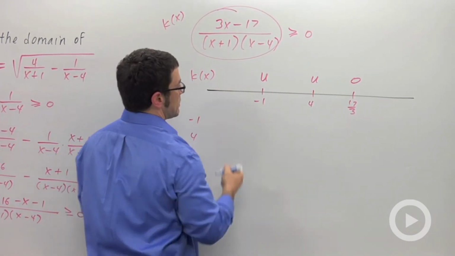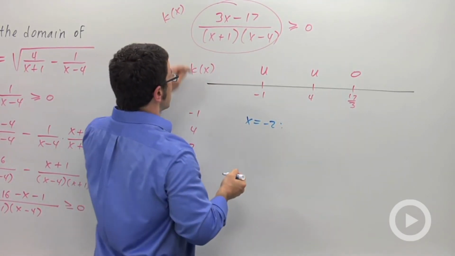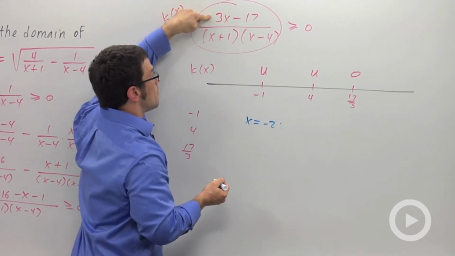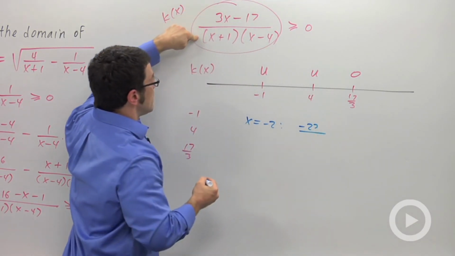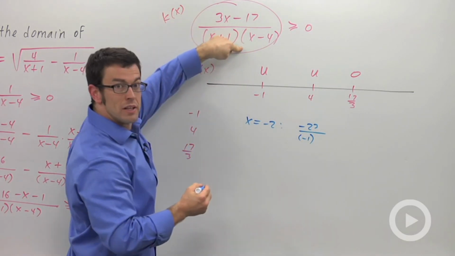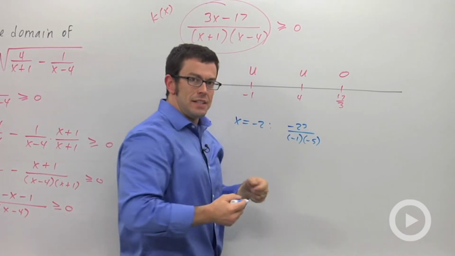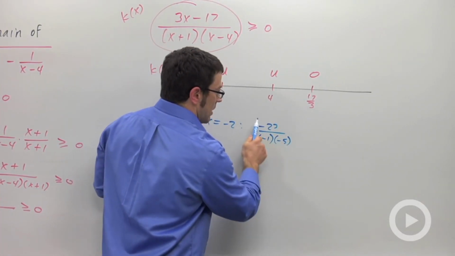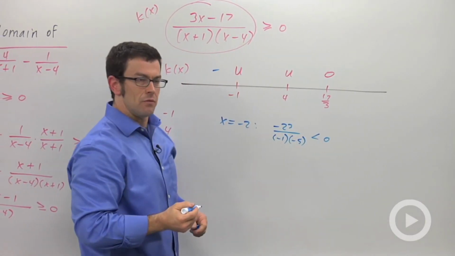Let's test to the left of negative 1 with x equals negative 2. So I'm plugging negative 2 into this, and I get 3 times negative 2, negative 6, minus 17 is minus 23, over negative 2 plus 1 is negative 1, times negative 2 minus 4, negative 5. I don't need to know what this comes out to be. I just need to know whether it's positive or negative. Now the denominator is going to work out to be positive, and the numerator is negative. So this will be negative, and I have negatives to the left of negative 1.